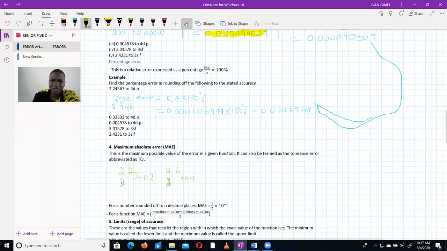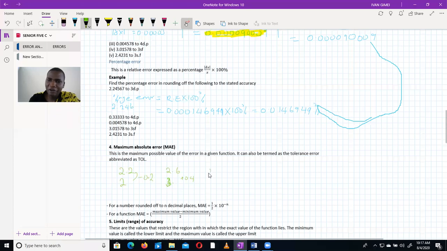I'm trying to build a concept, somebody's making noise. So we have 2.2, and I have written it as 2. So that means that this 2 has an error of 0.2. There is a negative error. I've subtracted 0.2, something like that. So here I have 2.6, I've written 3. There is an error here of 0.4.